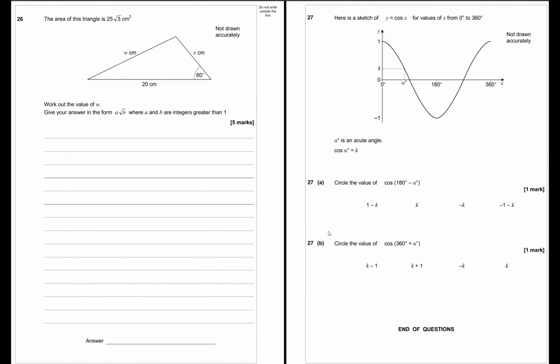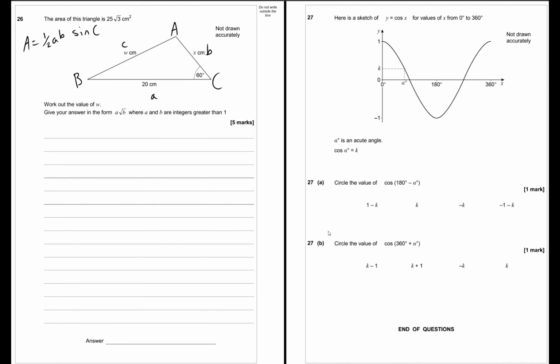Okay, 26. The area of this triangle is 25 root 3 centimeters squared. And we're given a side and an angle and an area. Work out the value of w, give your answer in form a root b, where a and b are integers greater than 1. Okay, so first things first, let's recall the area of a triangle formula. So we know area is equal to half ab sine C. So let's label this diagram. So the big angle C, let's call this one A, let's call this one B. And then the sides are always little letters, so c, a, b.